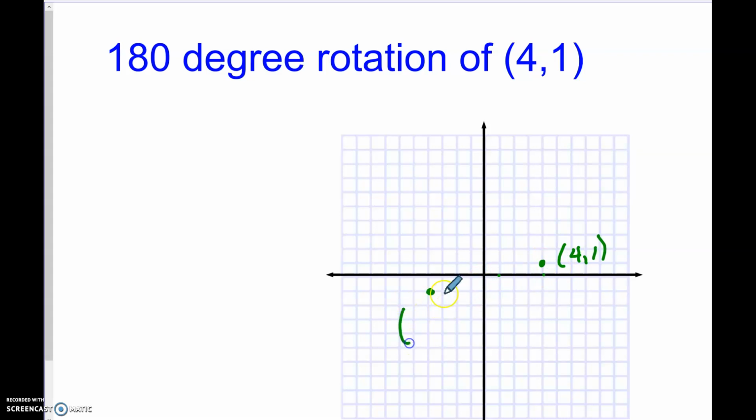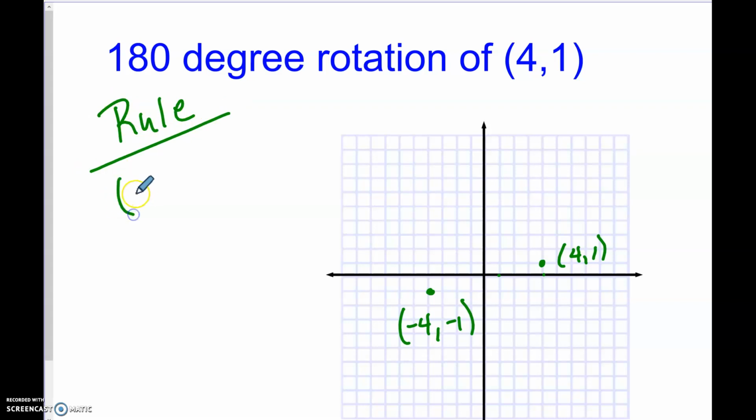So now what is this ordered pair? Well, it looks like -4, -1. So what happened here for the 180-degree rotation? Did x and y stay in the same place, but did they change signs? So the rule for a 180-degree rotation is going to be the opposite of x and the opposite of y. So they stay in the same place, they're just going to switch signs.